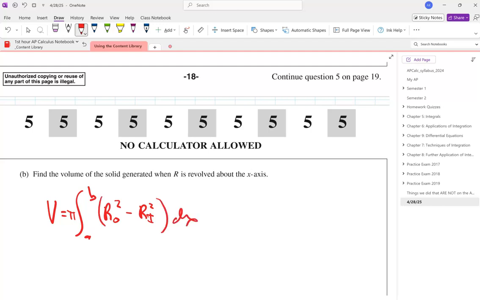Right? So it's the radius of the outer squared minus the inner squared dx. And you have to stick that pi out front because it's really just pi r squared minus pi r squared, but we'll just factor the pi out front. You could put it in both places, that's fine.